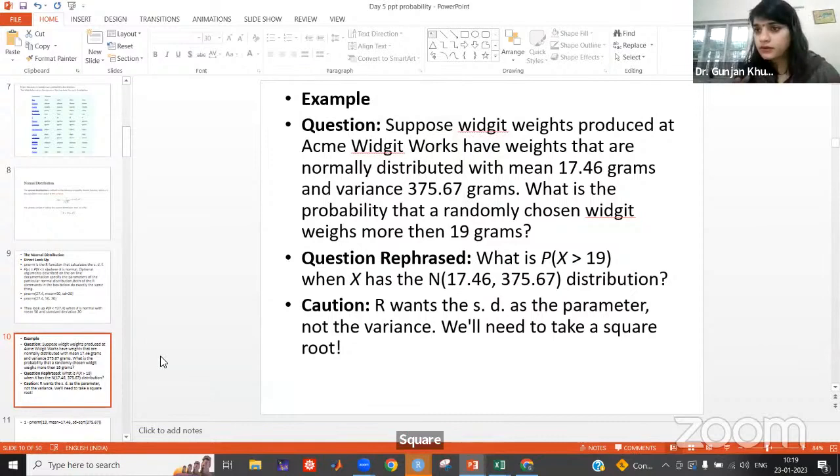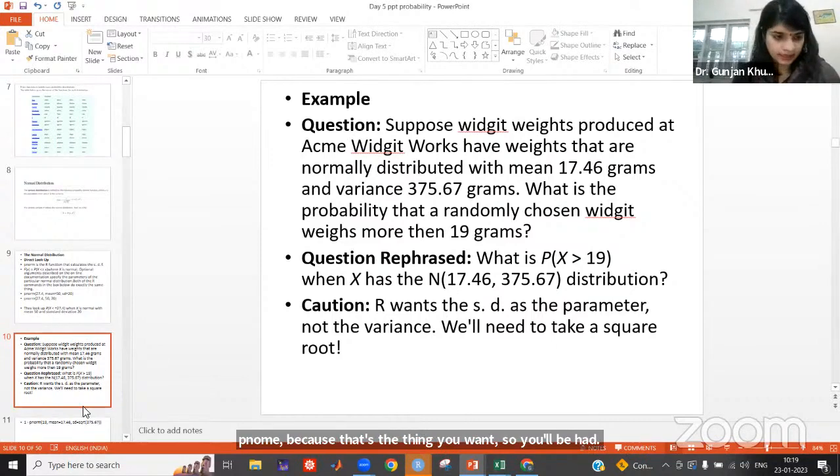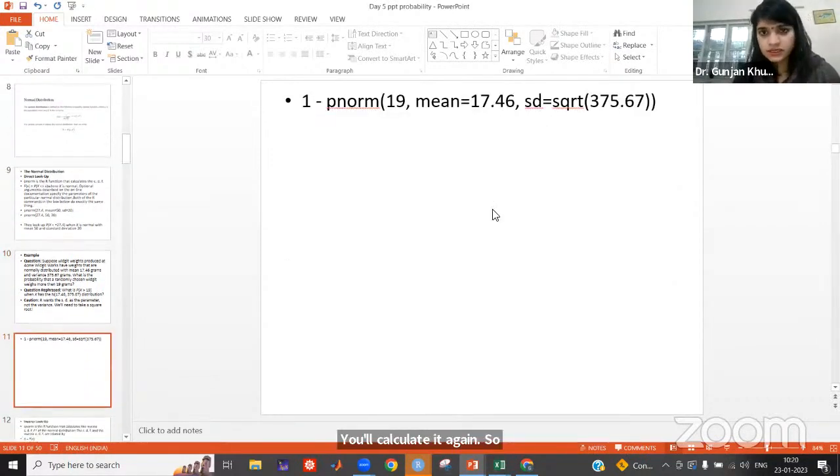375.67. You write pgdav, that's fine. You write 1 minus pgdav because that's the thing you want. So you'll calculate it again. You can do it directly, right? So please do it.